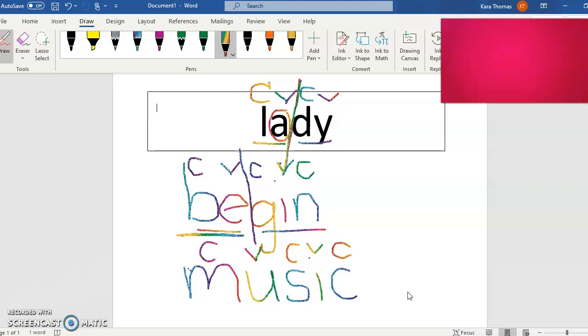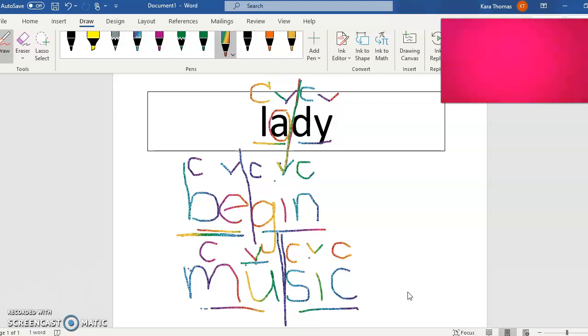Music. Music. How many syllables do you hear? Music. I hear two syllables. I hear the long U and the long I. Where would I break this word apart? If you said after the U, you are correct. And we know that because our rule says that we can separate our word after the first vowel, right? Mu.